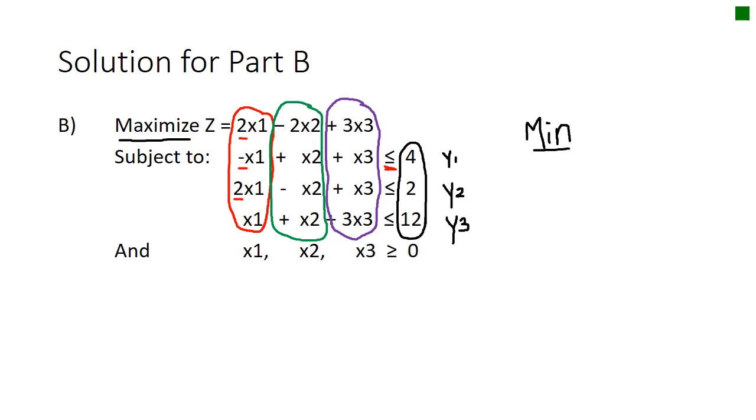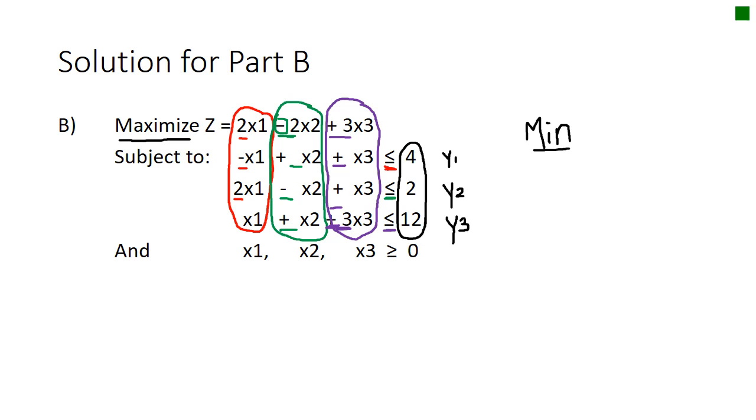Our second constraint, we can read right off, it's going to be 1y1 minus y2 plus y3 is going to be greater than or equal to negative 2. You have to remember this negative sign here. And then our final third constraint is going to be y1 plus y2 plus 3y3 is going to be greater than or equal to 3.